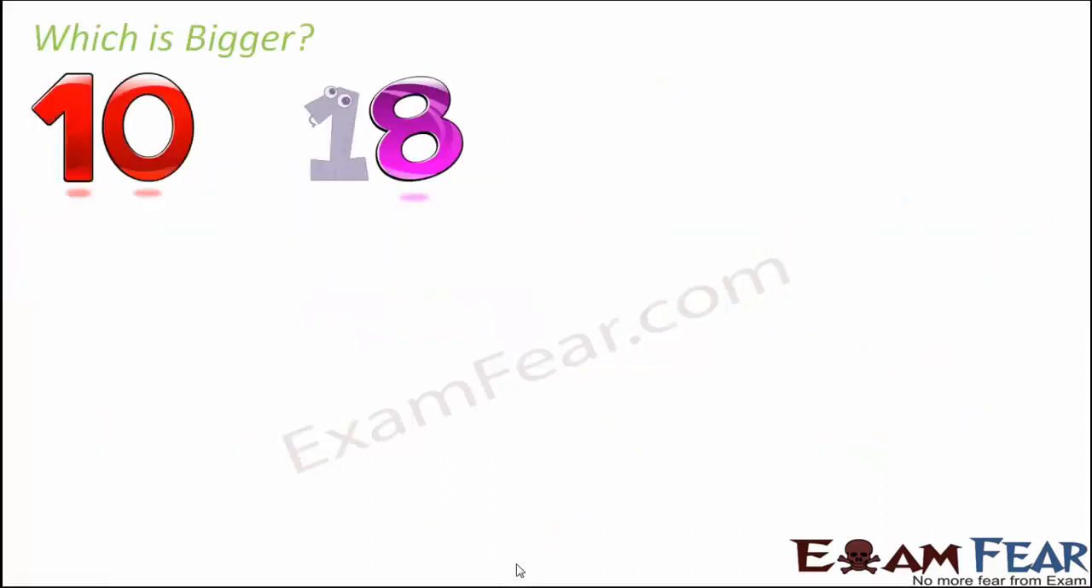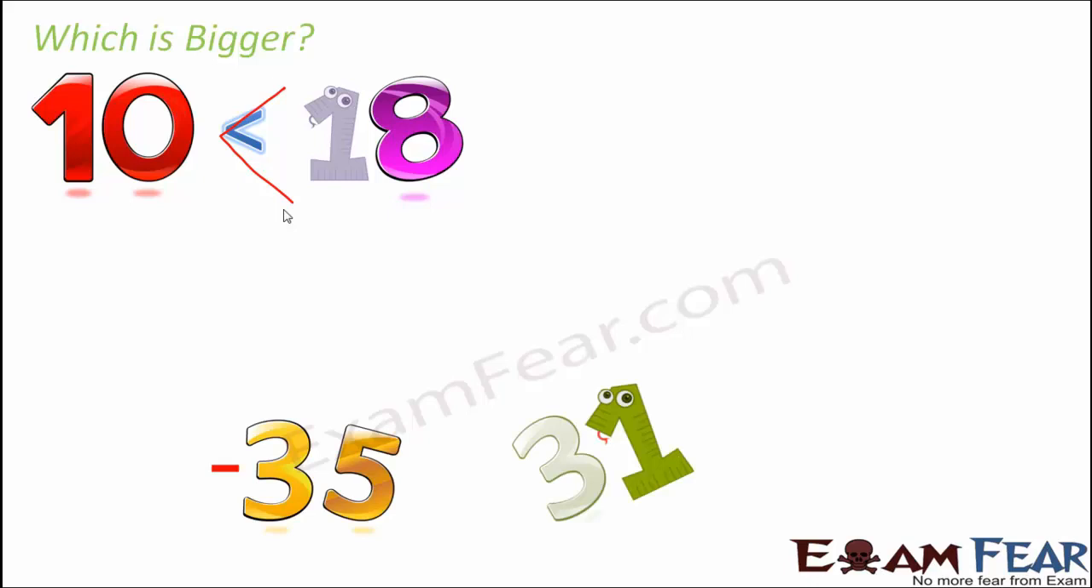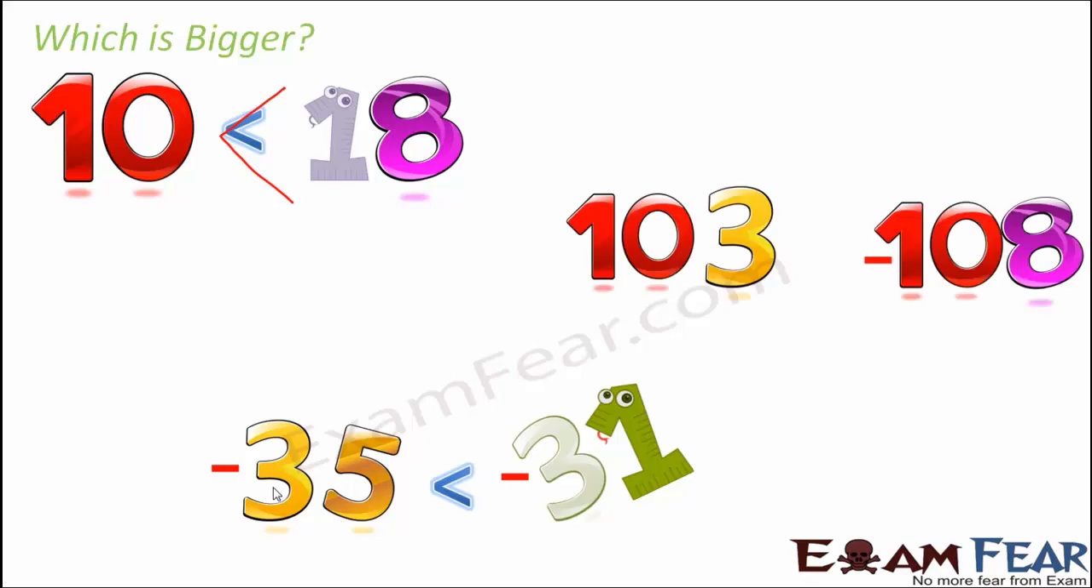So now let us look at the same examples. 10 and 18, which is bigger? Of course, 18 is greater than 10. Minus 35 and 31. Here you have a positive number and a negative number, and as I have told, a positive number is always greater than a negative number. Again here you have a positive number and a negative number. Again, as mentioned, the positive number will be greater than the negative number.